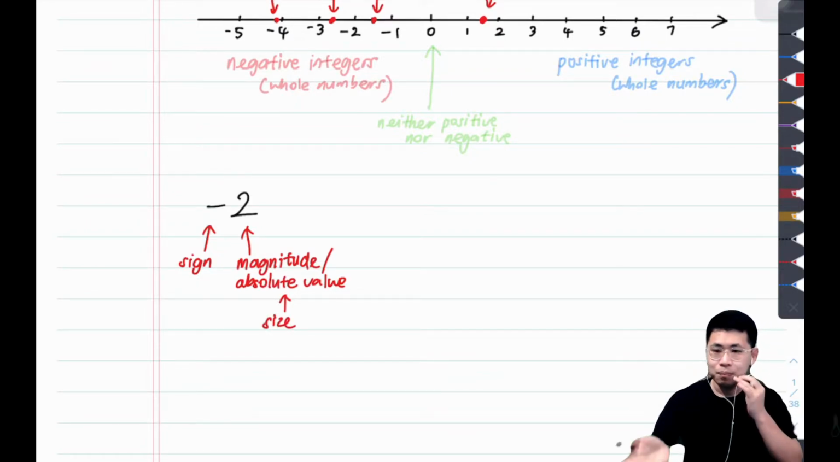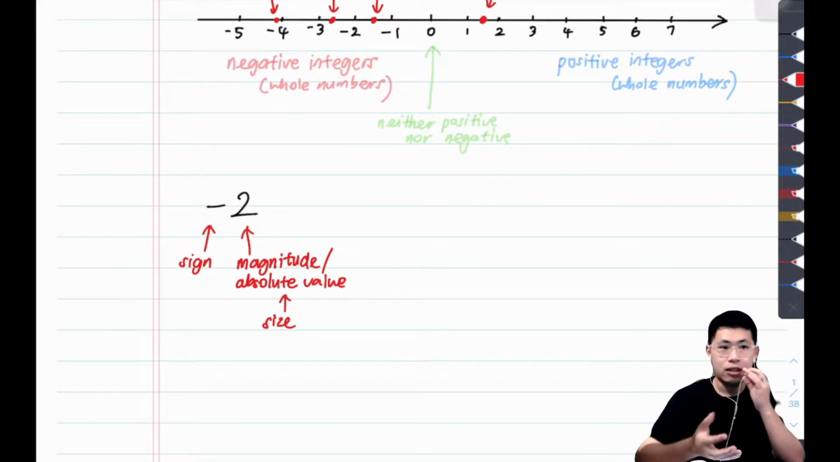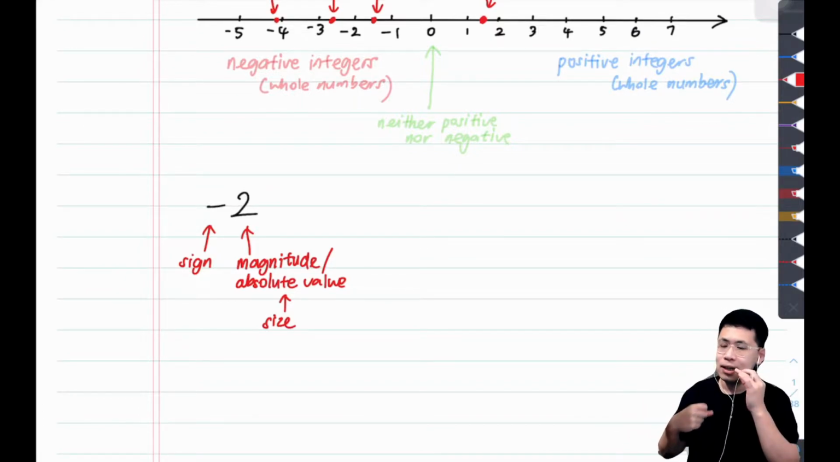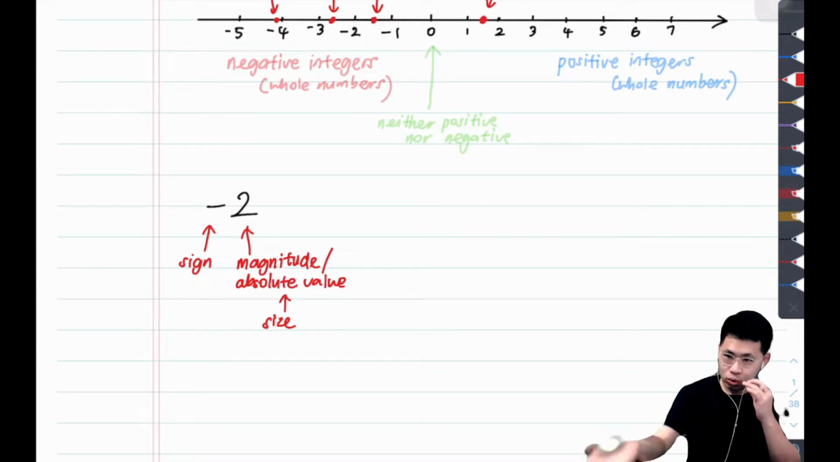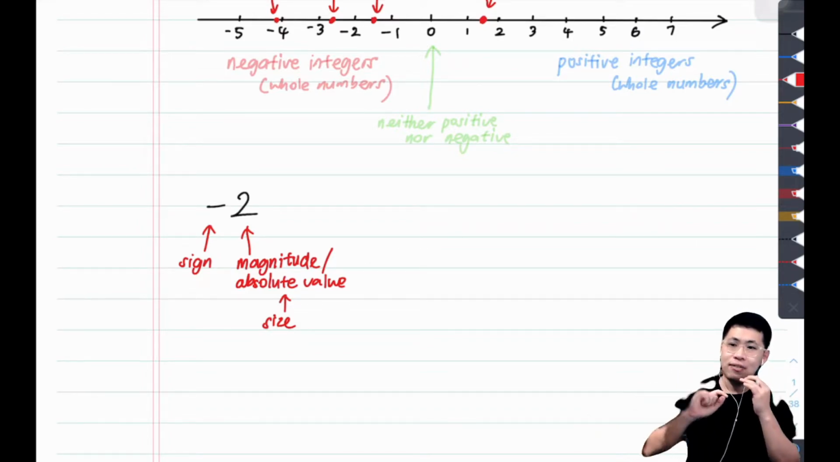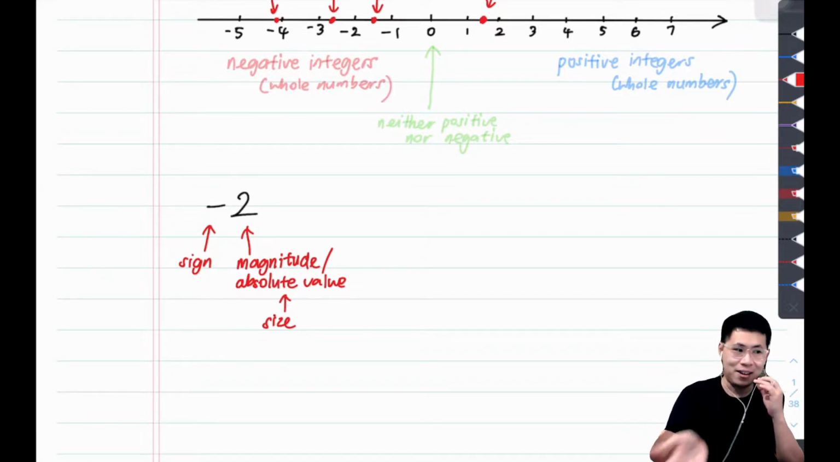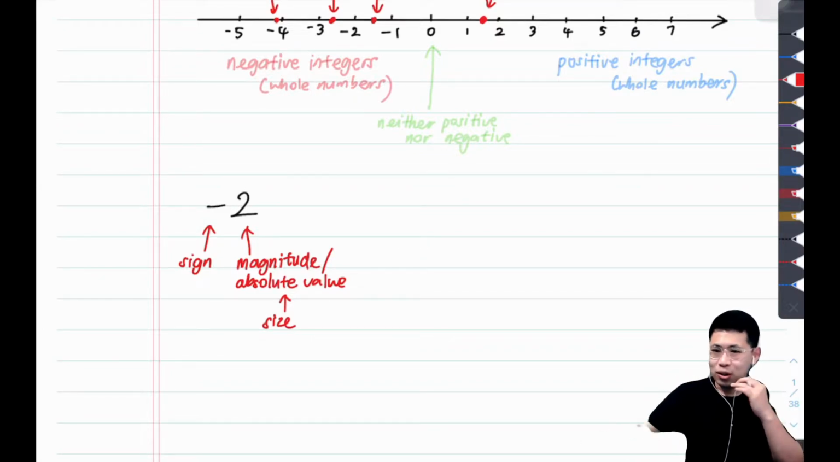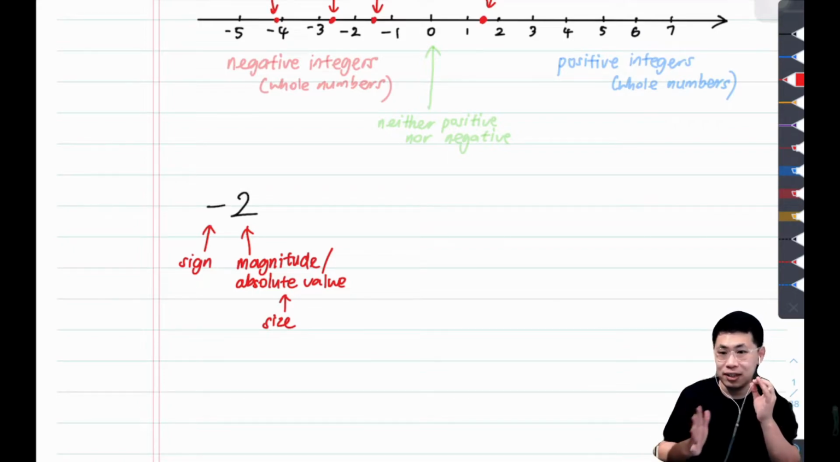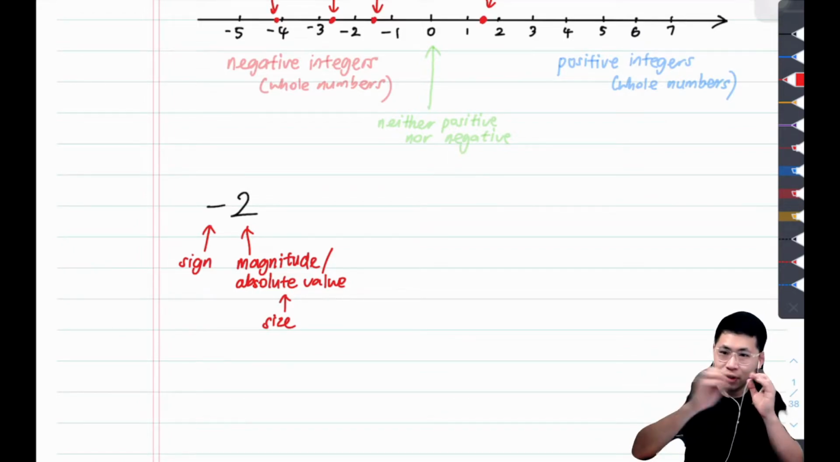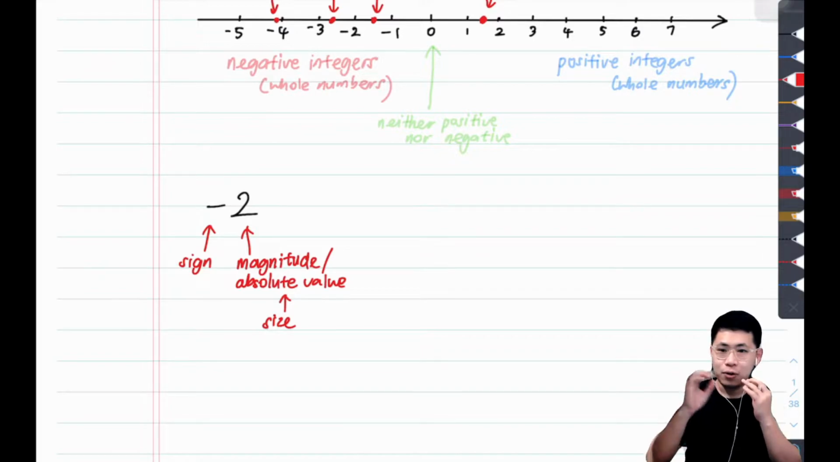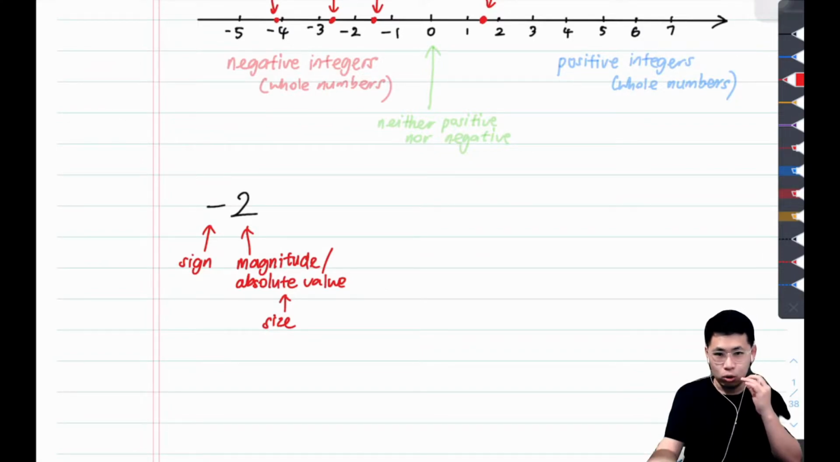For example, positive 2 means you earn $2, negative 2 means you lose $2. So if you have negative 5, what does it mean? You lose $5, you're losing more money. You lose more, you're in a worse condition and so on. So the 2 and the 5 give you the size. The sign tells you the meaning, whether it is earning or losing.